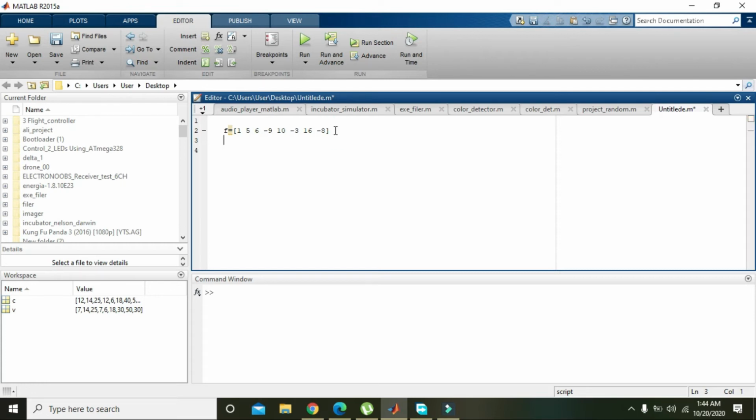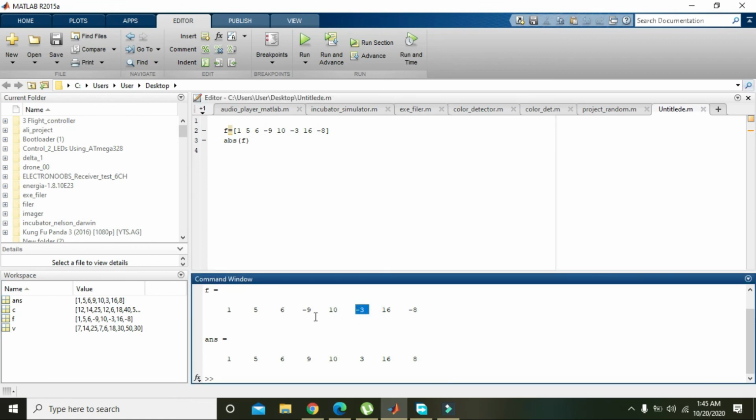So in order to convert them into positive ones, you just need to write ABS of F. ABS is actually taking the absolute value, or modulus, or magnitude. So run it, and here you can see that it is 1, 5, 6, 9, and you can also observe that all the negative numbers are converted into positive ones.